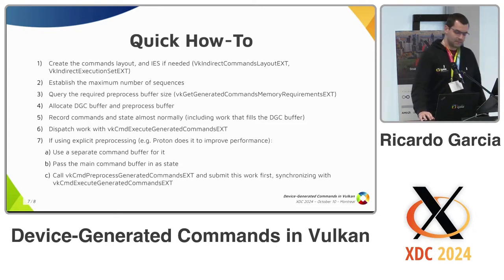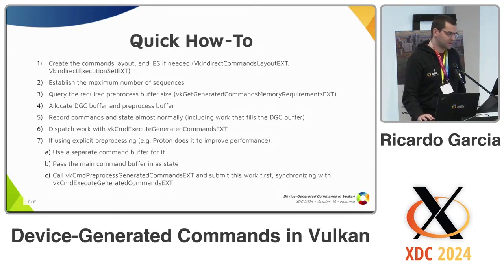So, a summary of how to use this, for anyone trying to find how this works, reading the spec, or interested in implementing this in a driver, is that, well, first you create the commands layout, and optionally you create the indirect execution set if you will switch pipelines and the driver allows you to do that. Then you get a rough idea of the maximum number of sequences that you will run in a single batch, and with that you create a DGC buffer. Then you query the required pre-process buffer size, which, the first time I mentioned that, is an auxiliary buffer that some implementations need to run this, and you allocate both buffers, the DGC buffer and the pre-process buffer.